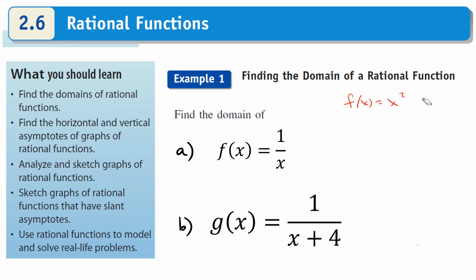All right, so let's go with it. Fractions and square roots are the problem. So let's find the domain of f of x equals 1 over x. Let me see just real quick here how the book does it, because you can either state all the numbers that don't work, or you state the numbers that do work, depending on how they want it. And textbooks do it differently.